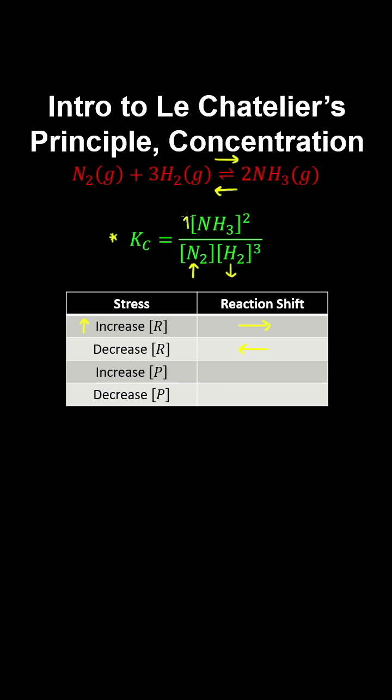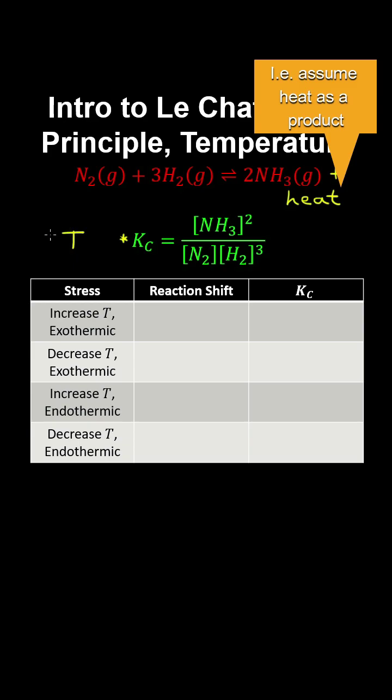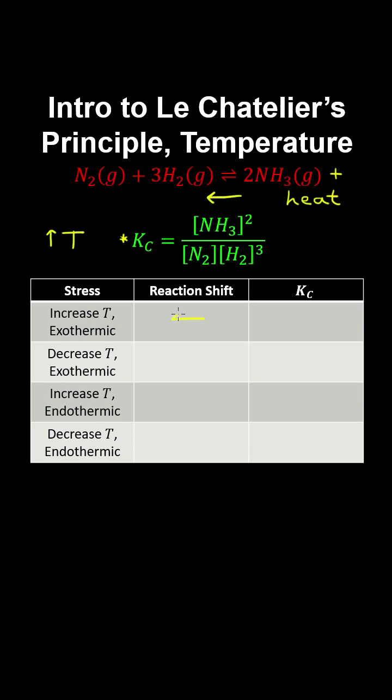And similarly, if we increase the concentration of a product, the reaction shifts to the left to consume the additional product. And if the concentration of the product is decreased, then the reaction shifts to the right to create more product. Another way we can stress a reaction that's at equilibrium is by increasing or decreasing the temperature. So if we have an exothermic reaction, we add heat to the right, and therefore an increase in temperature will increase the product, and the reaction shifts away from the increased energy, which is to the left.